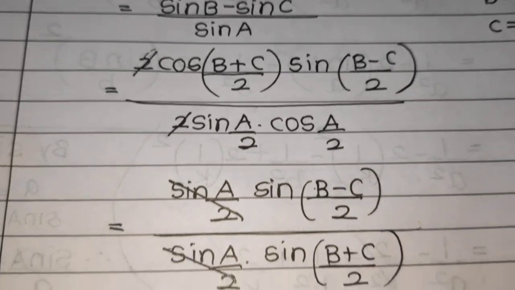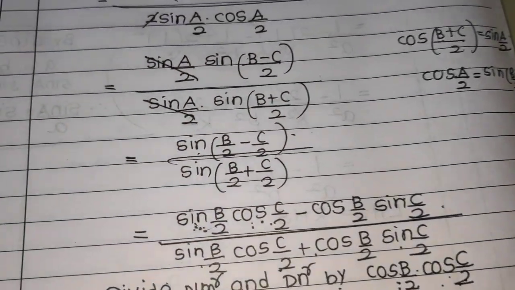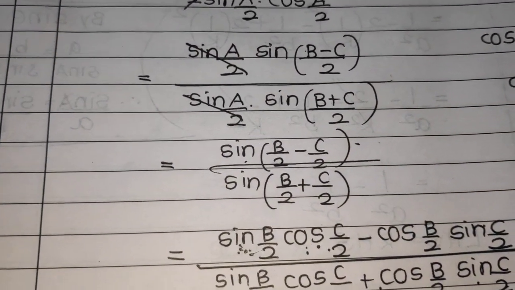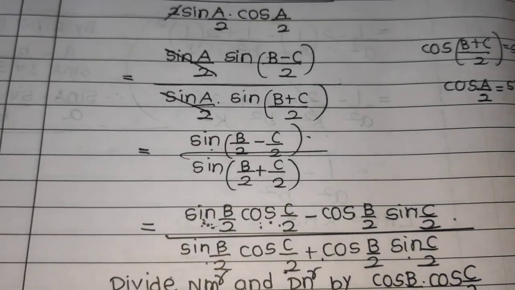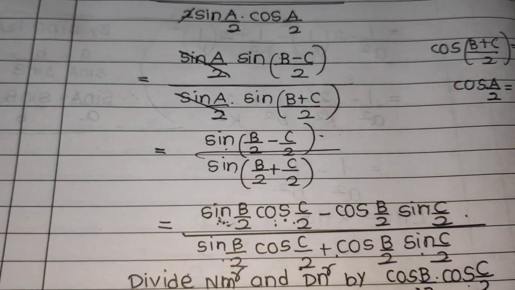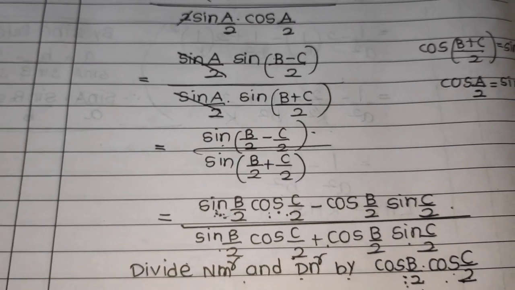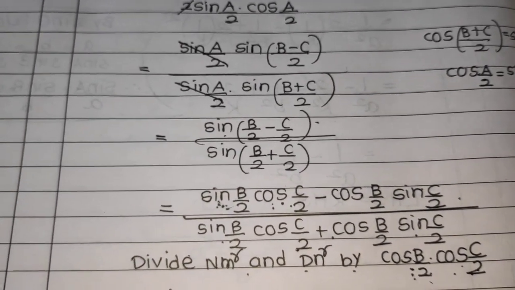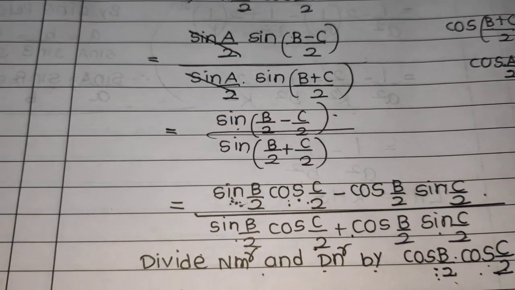Let's see the next step. That sin of (b minus c) by 2 can also be written as b by 2 minus c by 2. So sin of (b by 2 minus c by 2) over sin of (b by 2 plus c by 2). Let's apply the formula of sin(a minus b).